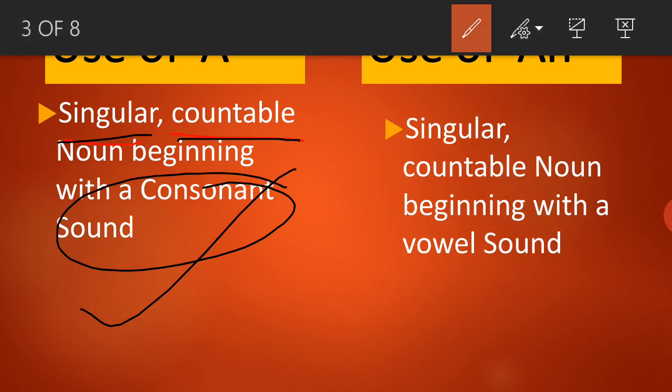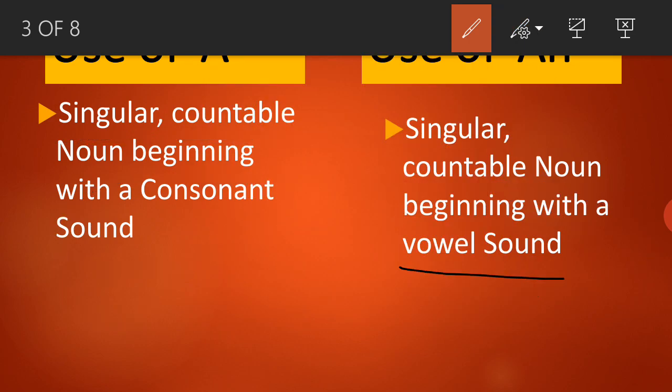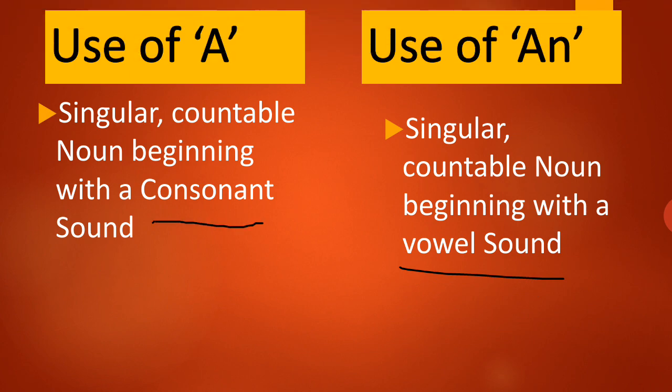Now, next one, use of an. A singular countable noun that begins with a vowel sound. Here in a you can see this is a consonant sound, and in an that is a vowel sound. Please get it clear that a and an are not used with vowel or consonant letters. They are used with vowel sound and consonant sound. Okay?